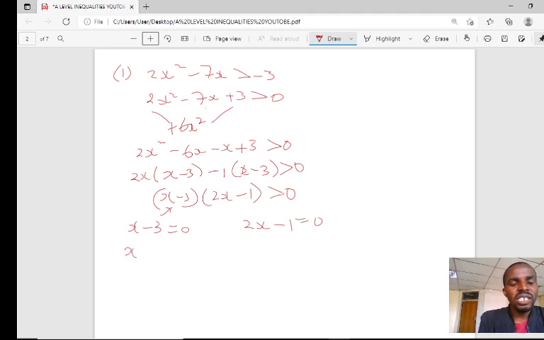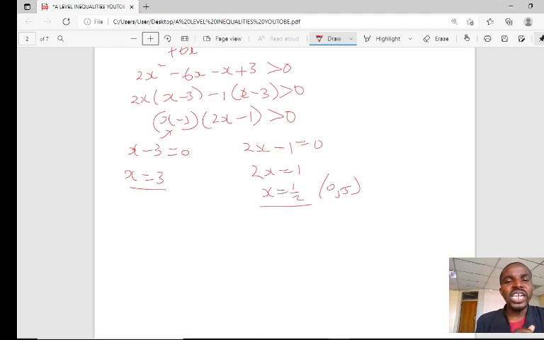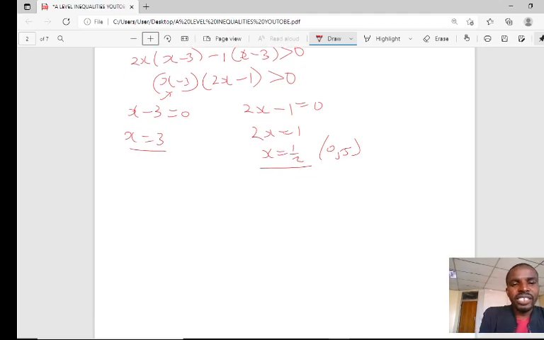Right, on this one, the first one, x is equal to 3. So 3 is the critical value. Then on this one, 2x is equal to 1, so x is equal to half. So half or 0.5 is another critical value. Right, then to find the solution of this inequality, there are two ways. The first method is to use a symbol graph. I will use that one. The other one is a table of signs. So let me just use a symbol graph.